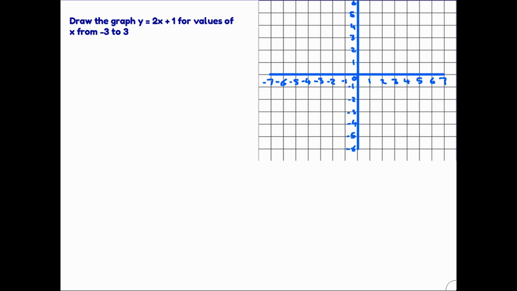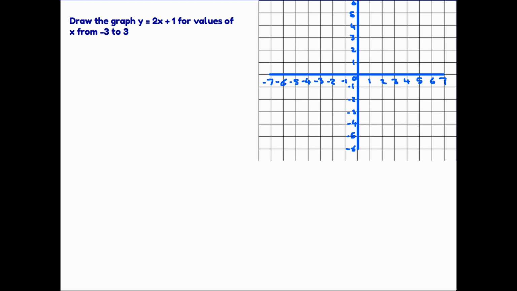A really common question in an exam paper is where you are asked to draw the graph of an equation. And this is a typical example. It says draw the graph y equals 2x plus 1 for values of x from -3 to 3. So first of all, we have to understand what we're being asked to do here.